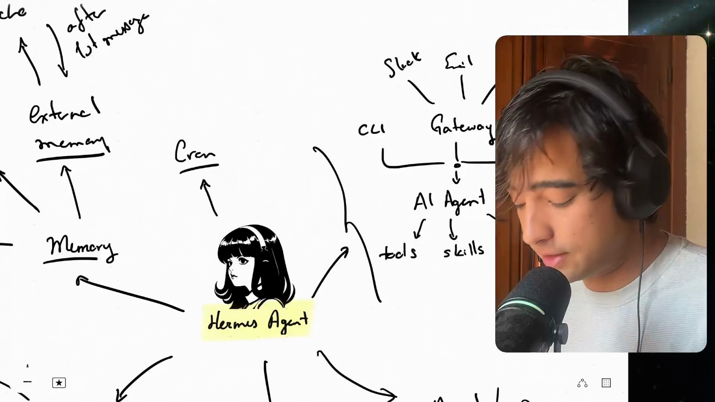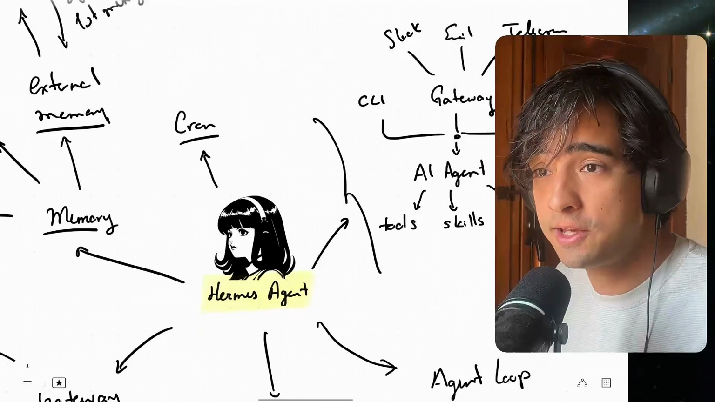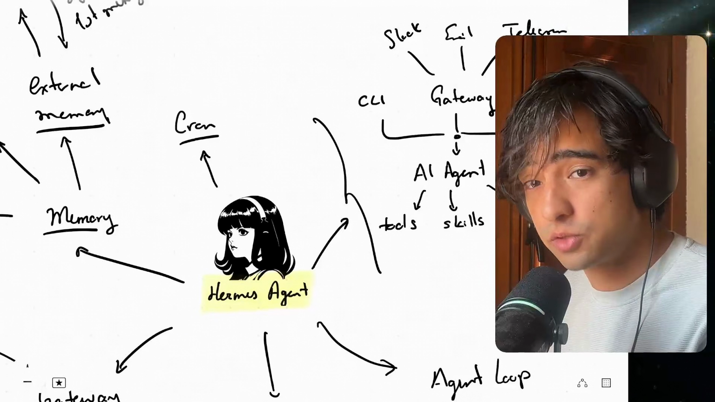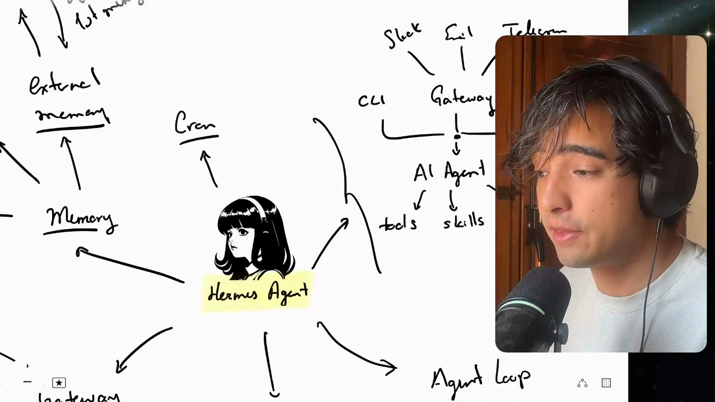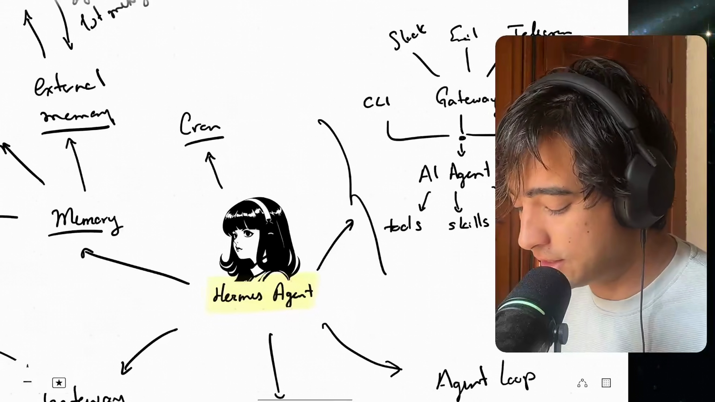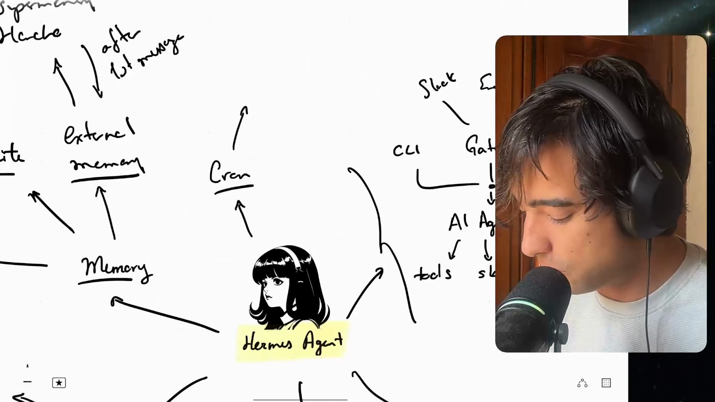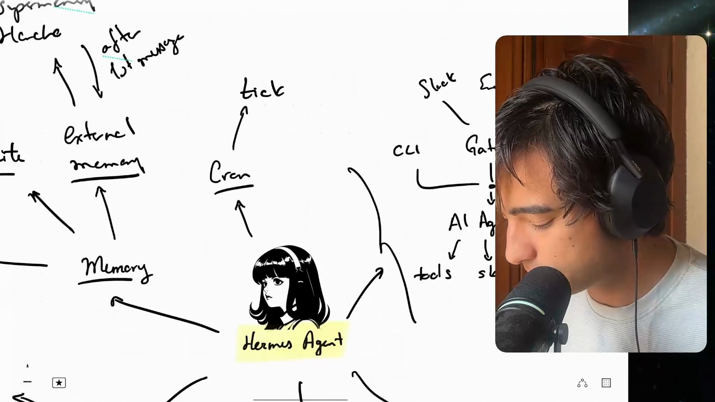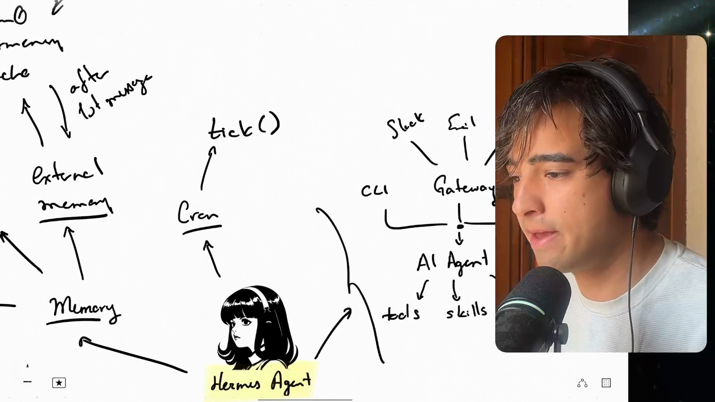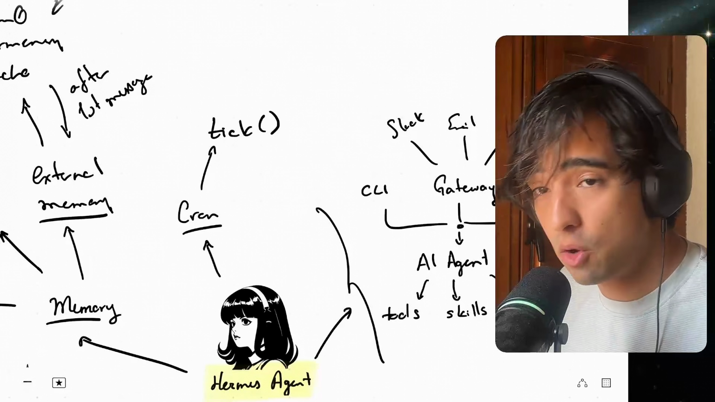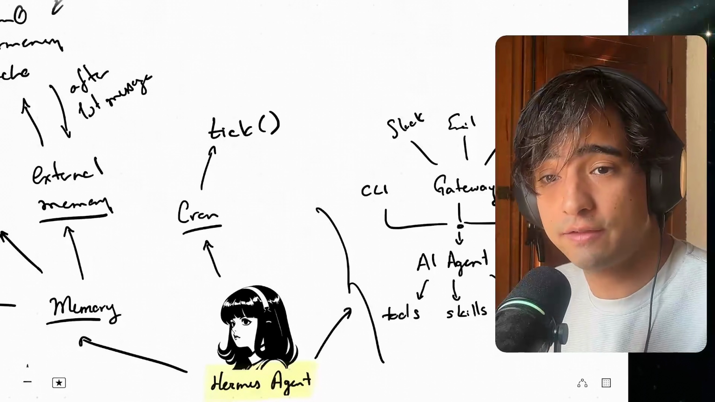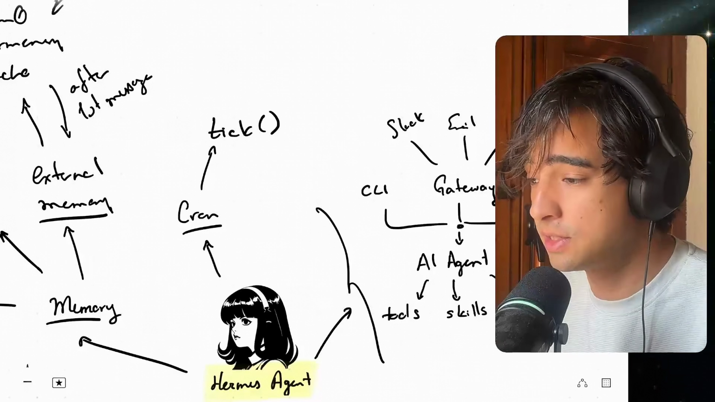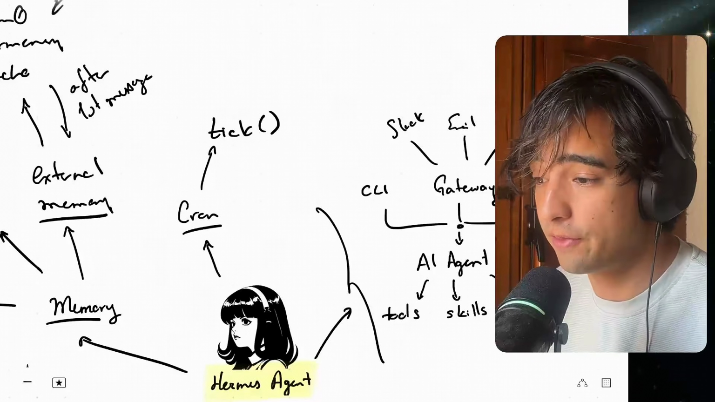Now, for the record, cron on Hermes is not tied to the server cron process. In Hermes, the cron process is its own loop that runs every minute, and every minute it runs a function called tick. So it ticks every minute, and it pulls the list of jobs that you have scheduled in your cron jobs and actually executes them on the spot.